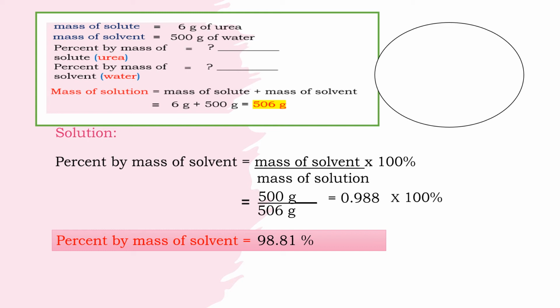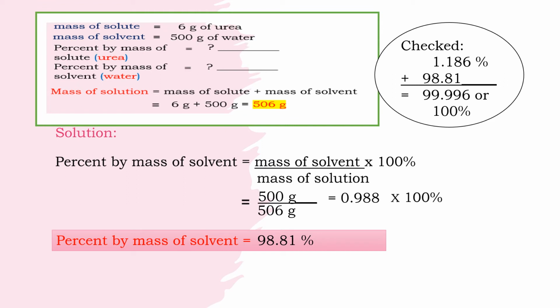So pwede po nating i-check yung ating value po ng solvent at ng solute, kung mag-equal po ba siya sa 100% yung ating solution. So to check, i-add lang po natin yung value kanina ng solute, which is 1.186% plus yung amount po ng solvent, which is 98.81. So mag-equal po kaya sa 100. So in checking of the answer, dapat po yung value niya ay magiging 100% or equal to 100 or closer to 100%. So 99.996, pag na-round up po natin yan, magiging 100%.